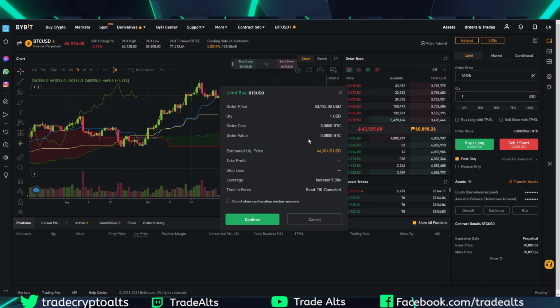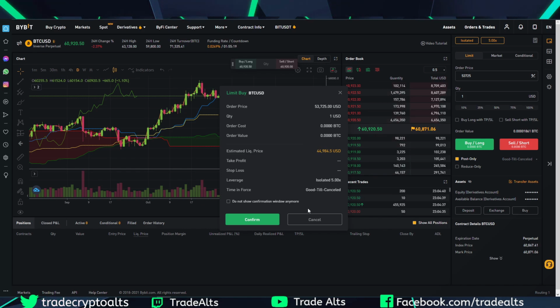It's going to give you a little message here. So it tells you your order price. So make sure you check these things before you click confirm. So order price, 53,725. Yes, that's what I want to bid. Quantity of $1. You can change this to anything that you want it to be, because obviously everybody's account size is going to be different. And then the order cost, it's zero because it's only $1.